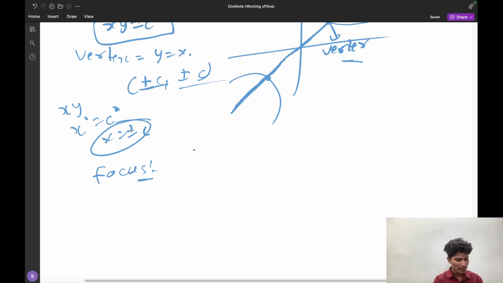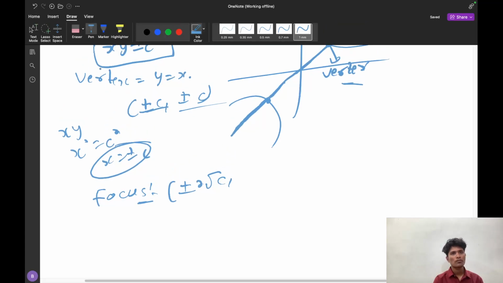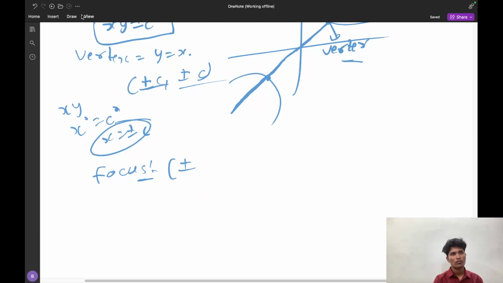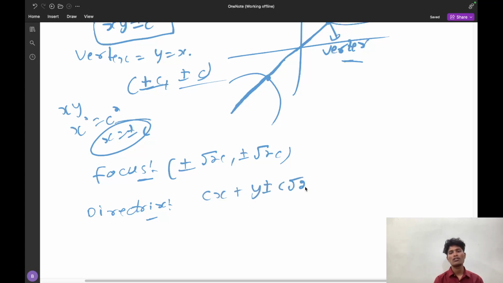And next, the important thing is the focus. What is the focus? Plus or minus root 2c comma plus or minus root 2c. That's it. And what is the directrix? The directrix equation is very important. That is x plus y plus or minus c root 2 is equal to 0.